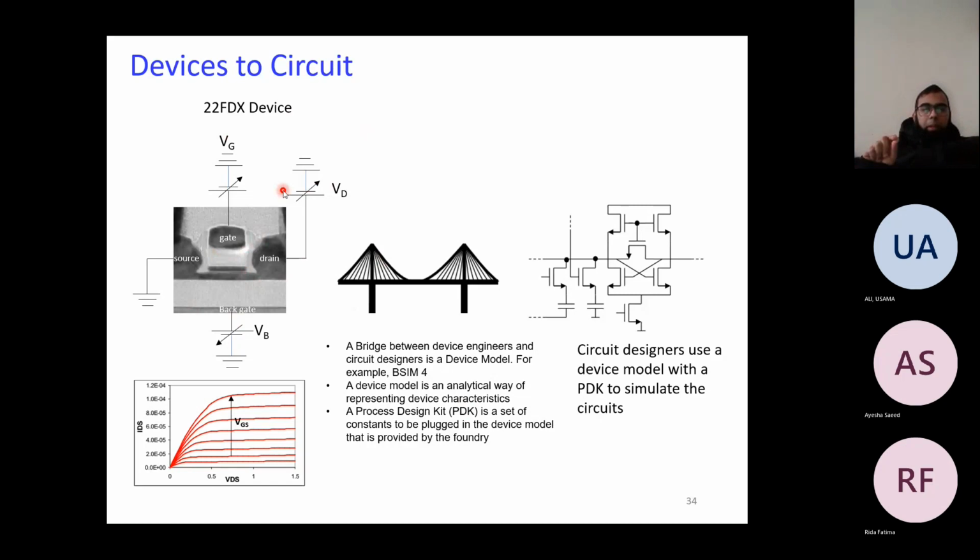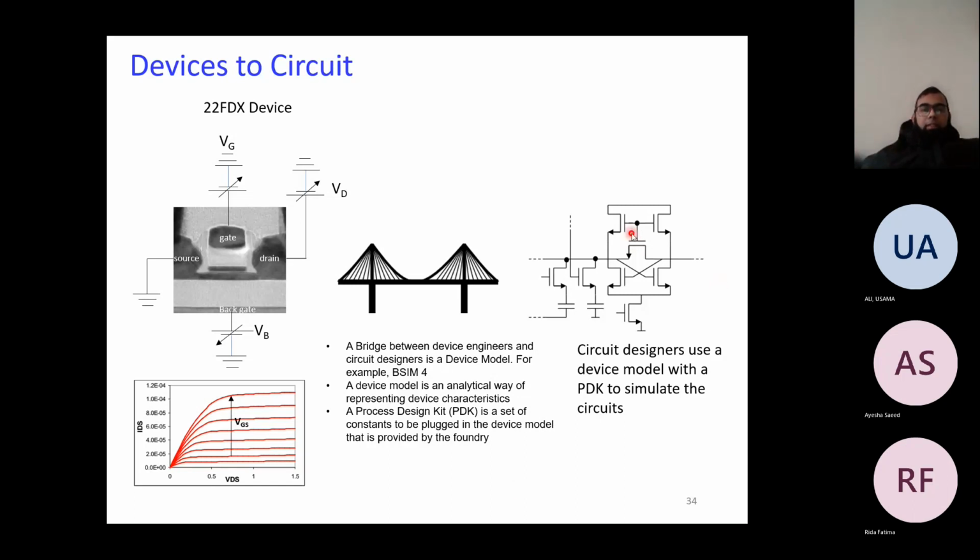For any circuit simulator, say Qualcomm is making a circuit, right? If they are making any application, any mobile processor, it's a circuit. They don't know about the device, but they will contact the foundry, and the foundry will give them some parameters. That's called the process design kit. And those parameters are for a particular model, and that model is being used by the circuit community.